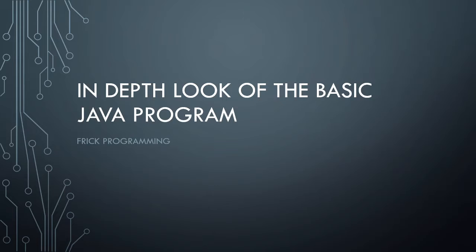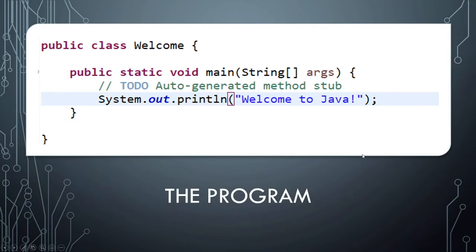Today we're going to take an in-depth look at the basic Java program. I think I've done a video along the lines of this before, but we're going to do it again. So we're going to take a look at this program. It's a very basic program that will only print to the console. This is very much any type of program that you'll see the first time you're programming in any language. You'll typically see one printing a basic statement to the console.